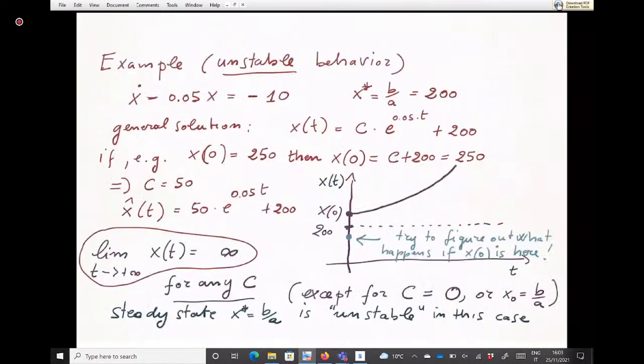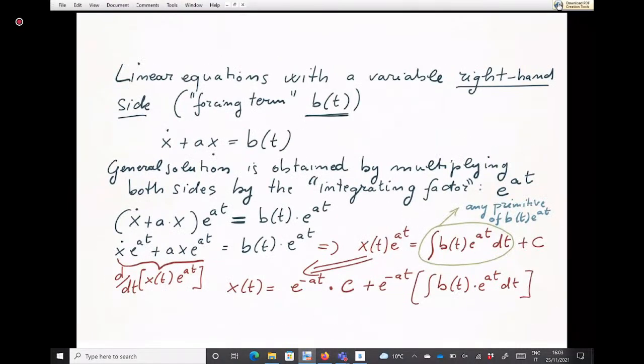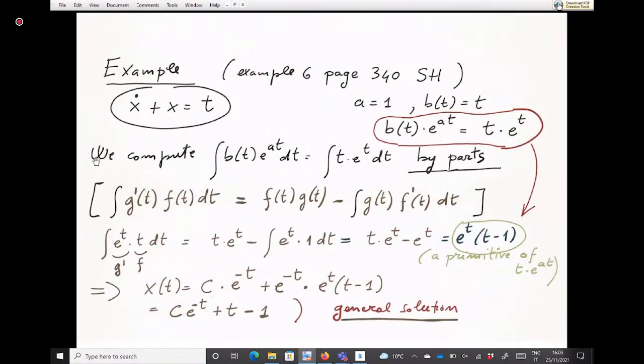So look at the equation here. It is x dot plus x is equal to t, even easier. The right-hand side is t. It's a linear function of t. Don't worry that there is no constant here. It is just a linear function of t, and the coefficient here is 1. In this case, a is positive, it is equal to 1.